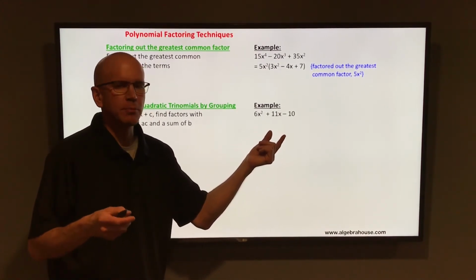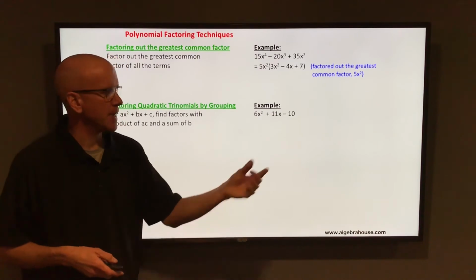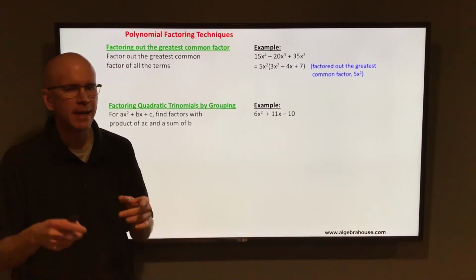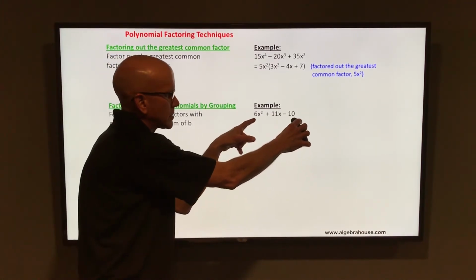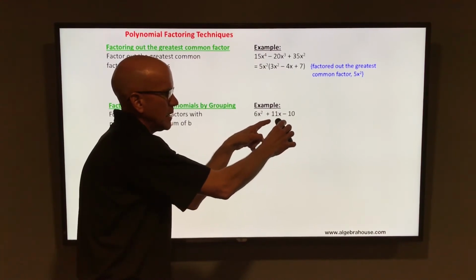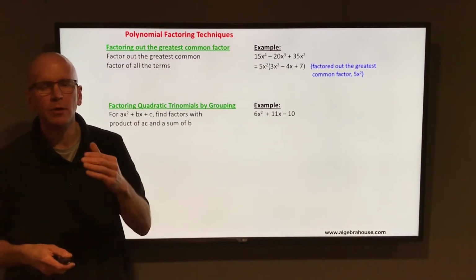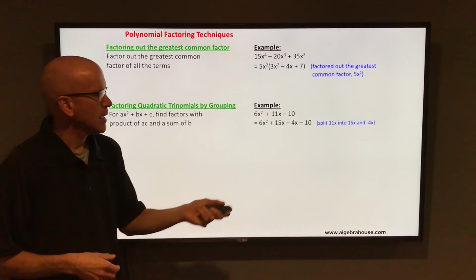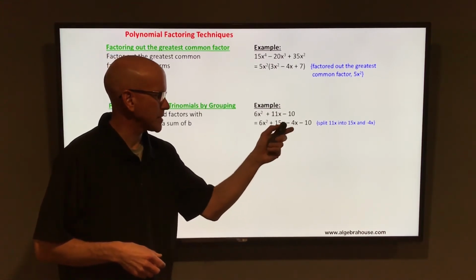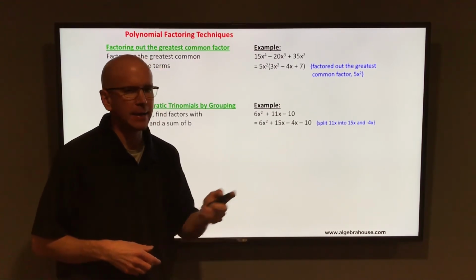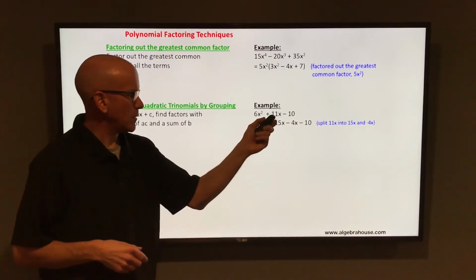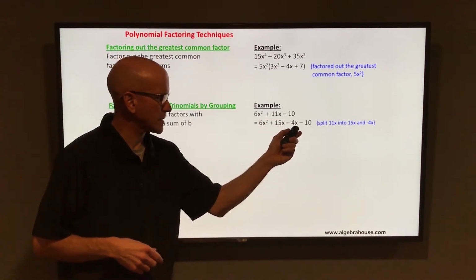Which pair of those can you put together to make an 11? Now, one of those is going to be negative because, again, when you multiply these, you get negative 60, and when you add them, you get 11. So one's going to be positive, one's going to be negative. And the two numbers that multiply to get negative 60 and add to get 11 would be 15 and negative 4. So that 11x is going to split into 15x and negative 4x.